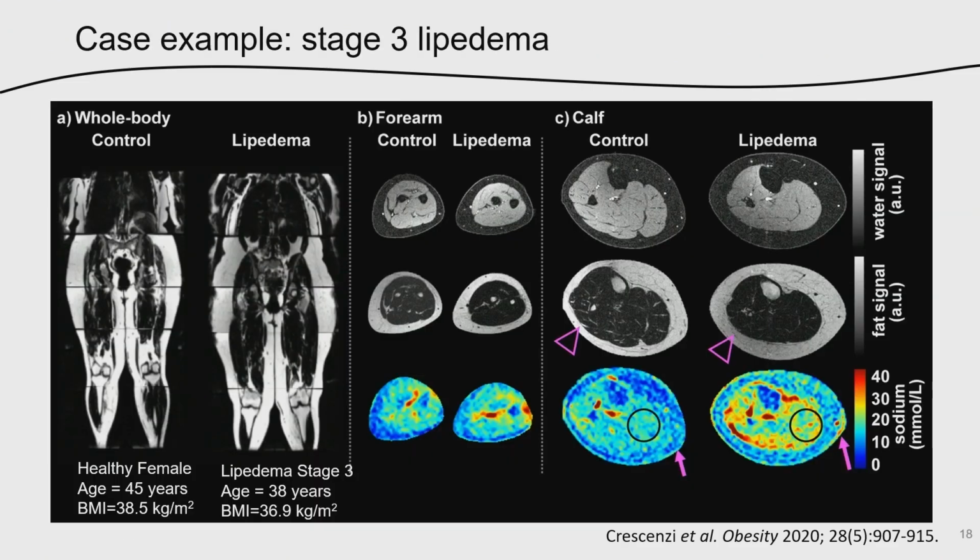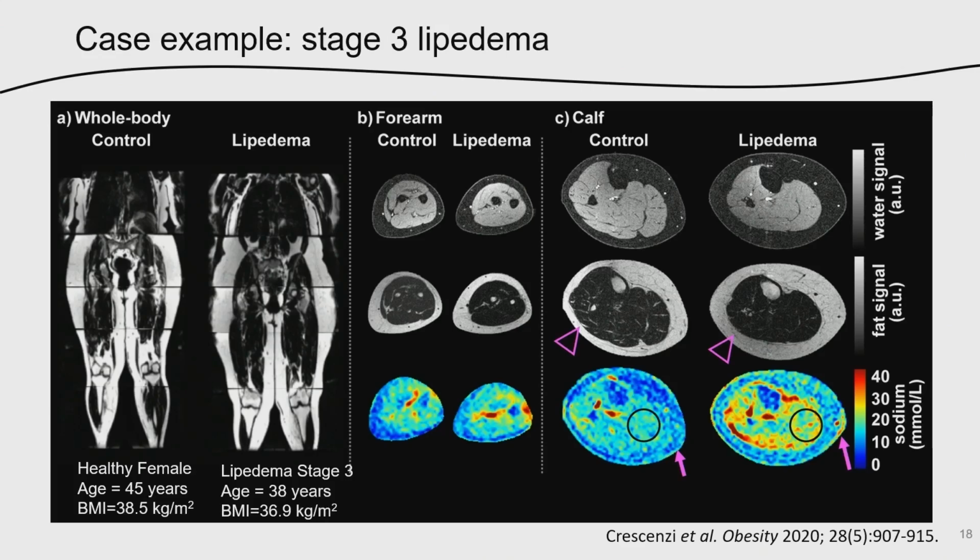So here's a case example of a more advanced patient with stage 3 lipedema in terms of staging. You can see the column on the left is this whole body fat-weighted view, and it may be more difficult there to appreciate the amount of fat deposition in the different segments of the body. So then we look at just, in the middle panel, the forearms, and just a slice in the calf on the far panel.